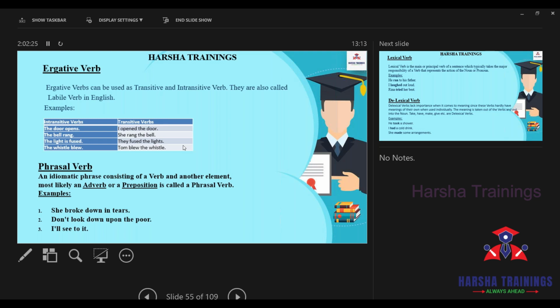That is what it literally means, right? She cried. She broke down in tears, right? Which is the adverb there? What is an adverb? Which describes. What is the preposition? In is a preposition. So it's a combination of a preposition and an adverb, and they are called phrasal verbs.